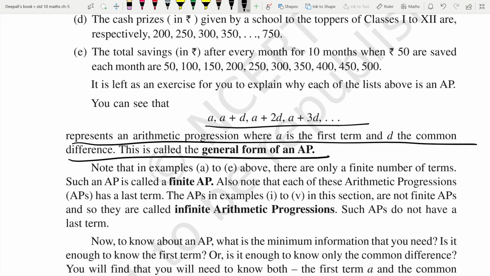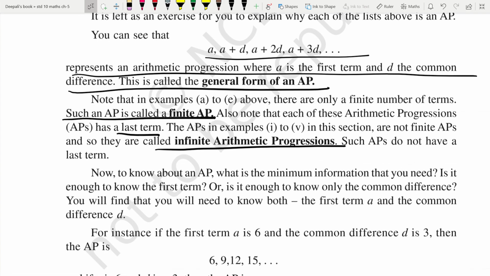Now, in examples a and e above, there are only a finite number of terms and so it is called a finite AP. And also note that each of the terms of this arithmetic progression has a last term. This whole terminology is very important in this chapter. The APs in examples 1 to 5 in this section are not finite APs. They are called infinite arithmetic progressions. They do not have a last term.